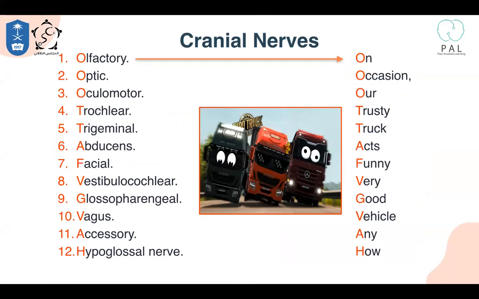So here we have a mnemonic that can help you memorize the order of the cranial nerves. On occasion our trusty track acts funny, very good vehicle anyhow. The 'off' represents olfactory, and the 'occasion' represents optic, and so on. So in order: olfactory, optic, oculomotor, trochlear, trigeminal, abducent, facial, vestibulocochlear, glossopharyngeal, vagus, accessory and hypoglossal nerve.